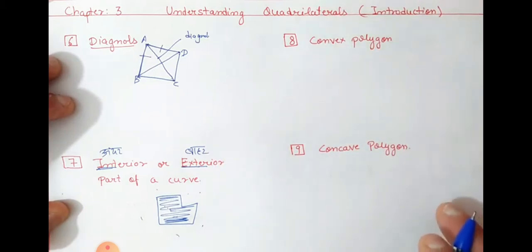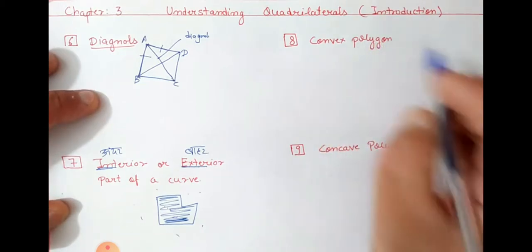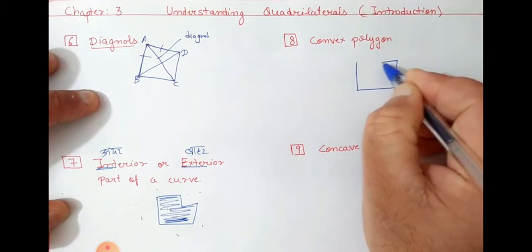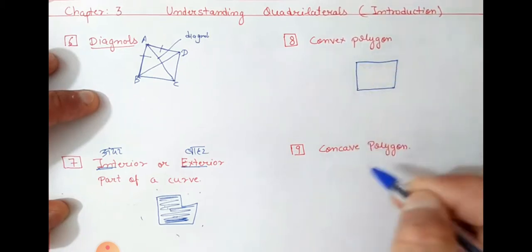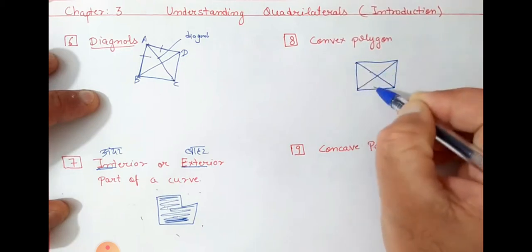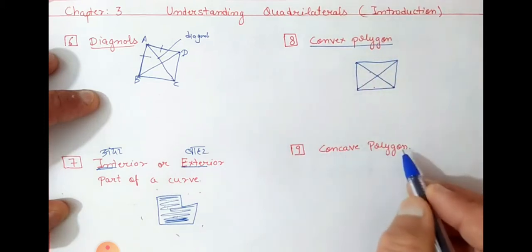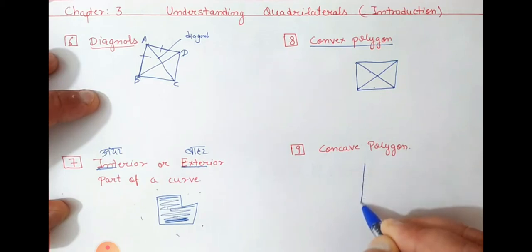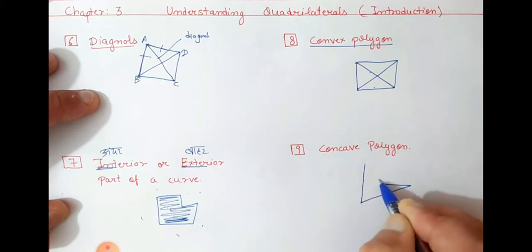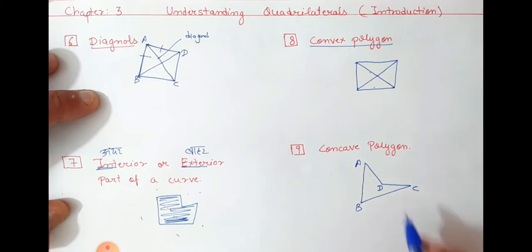Next one, convex polygon. If all the diagonals of a polygon lie inside it, then it is said to be a convex polygon. So this is a quadrilateral, and two diagonals are possible. Next, a concave polygon: if one or more diagonals of a polygon lie outside it, then it is said to be a concave polygon.